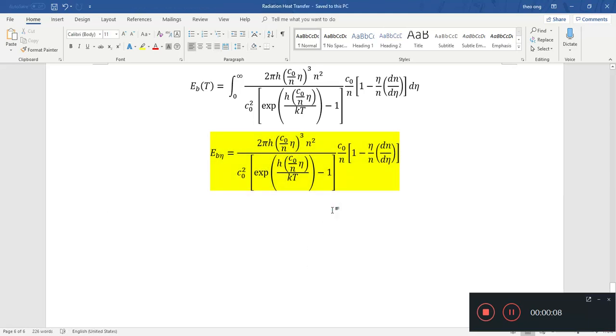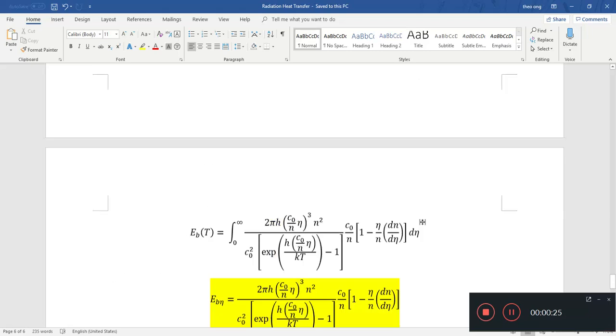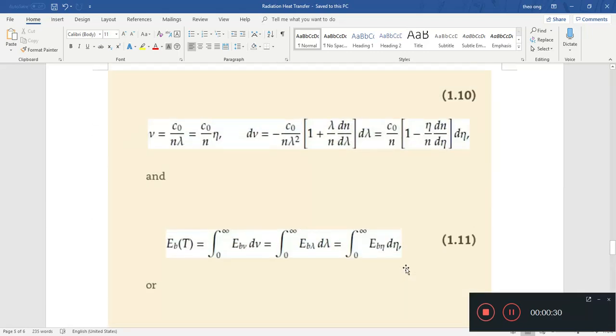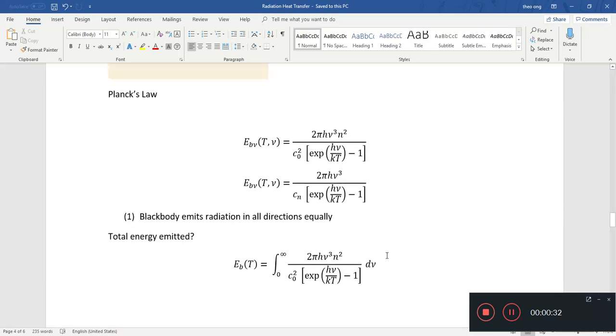So next thing we want to know, one of the most common things we want to know, is what is the wavelength or frequency or wave number where most energy is emitted. So this is very important, okay? Very important. So why is that? It's because we can find out the primary mode of emission when it comes to radiative heat transfer.